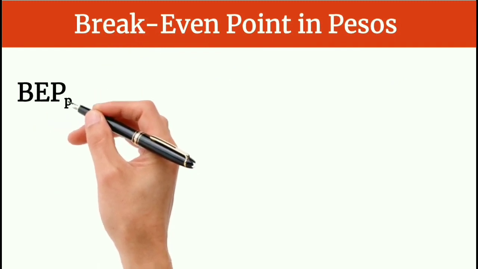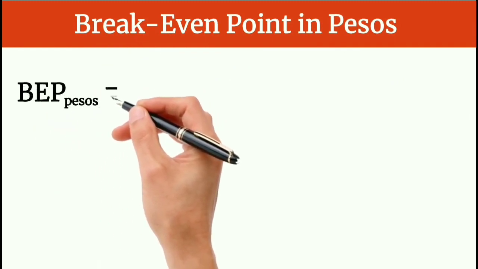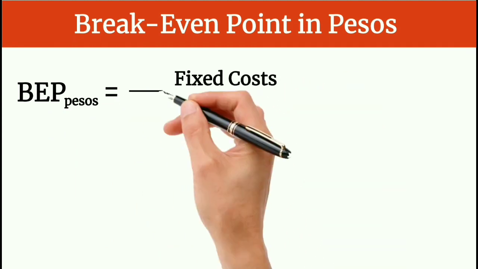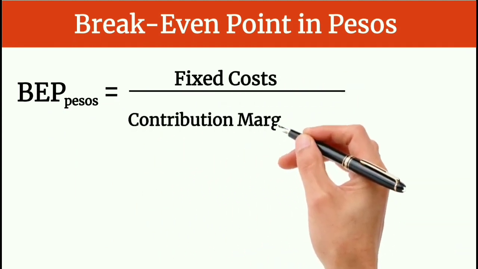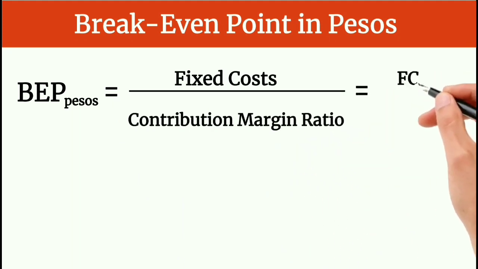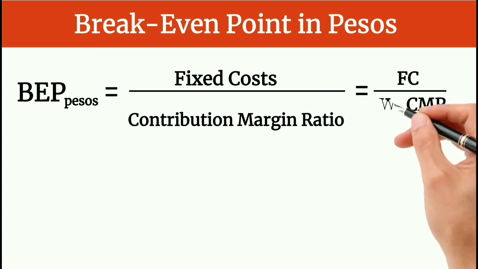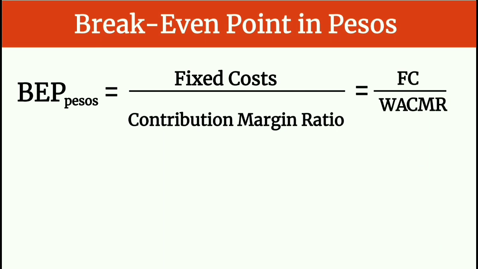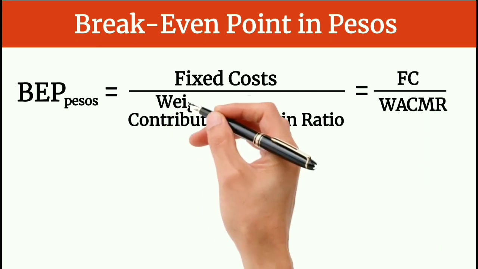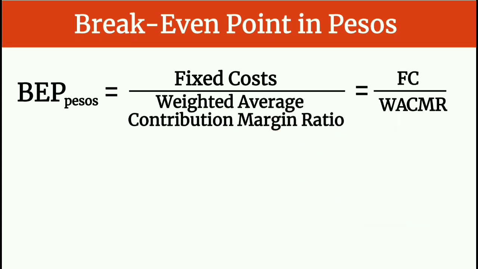Sa single product break-even analysis, ang break-even point in pesos ay fixed costs divided by contribution margin ratio. That is FC divided by CMR. Sa multi-product break-even analysis, ganun din, except that the denominator is WACMR, or weighted average contribution margin ratio. So, kukunin natin yung weighted average ng CMR for each product.